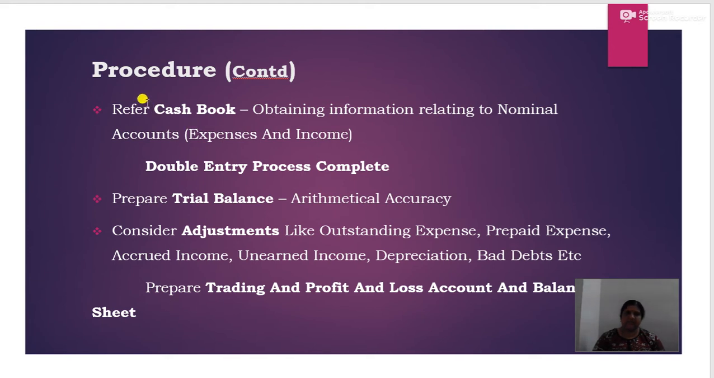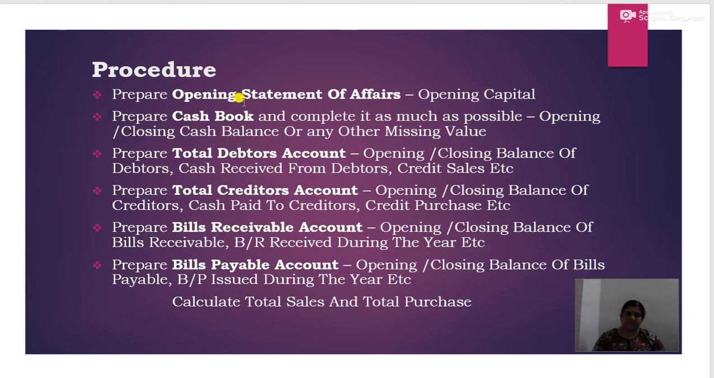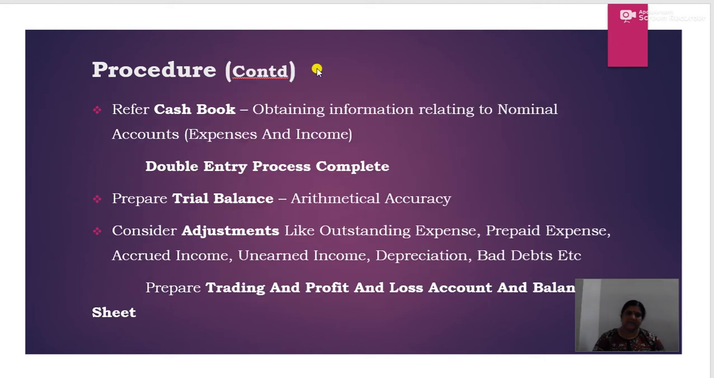Okay, so this is the procedure, and the procedure is very important. Sometimes it may be asked as a short answer question. So the procedure includes: prepare opening statement, then cash book, total debtors account, creditors account, bills receivable account, bills payable account. Then again, by referring to the cash book, obtain information relating to nominal accounts, so it is complete. Then prepare trial balance, take into consideration the adjustments. Then finally, prepare trading and profit and loss account and balance sheet.